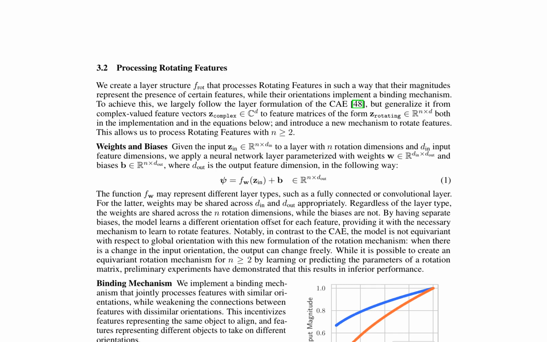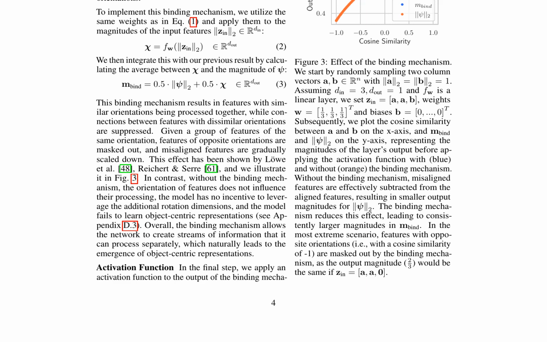The binding mechanism is implemented by integrating the weights with the magnitudes of the input features, resulting in the selective processing of features with similar orientations and the suppression of those with dissimilar orientations. This process is visually represented in Figure 3, which illustrates the binding mechanism's effect on feature processing. By processing features in streams, this mechanism enables the network to create object-centric representations.